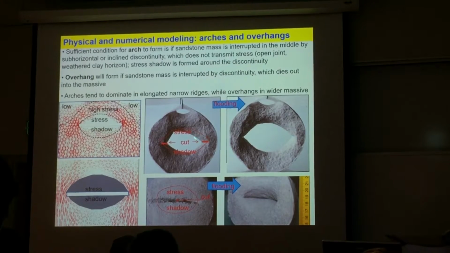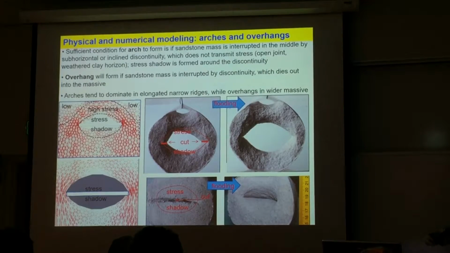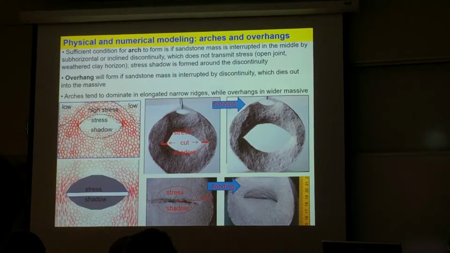You can see that to enlarge the arch, this is an experiment where the material is wrapped in foil to somehow create a situation similar to when the material is in the muscle. To enlarge the arch, you only need to cut these indentations, and immediately the stress shadow will be created here. And once you flood this material again, you will create a bigger arch.